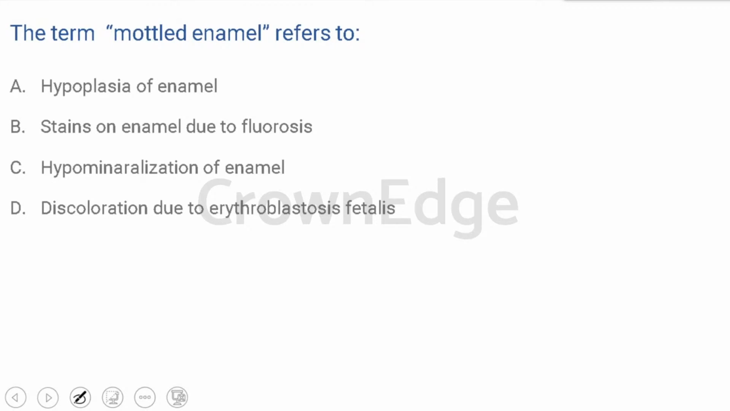Mottling is a term which has been associated with dental fluorosis, and usually a mottled enamel will show spotting, and it is an endemic form of hypoplasia which is associated with dental enamel. Most of the time you will be confused between option A and option B. That is why option A was placed there. It is a hypoplasia of enamel, but option B, stains on enamel due to fluorosis, is more apt for this particular question. So B would be your pick for the answer.